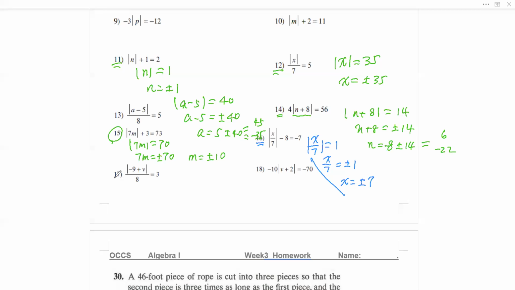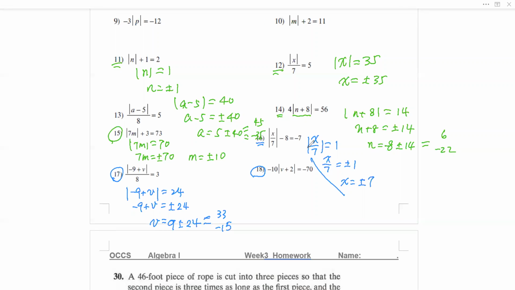Right? This is 17. Both sides times 8. So you got the absolute. This is negative 9 plus v equals 24, right? So negative 9 plus v equals positive or negative 24. So both sides plus 9. So one of them equals 33, the other one equals negative 15, right?